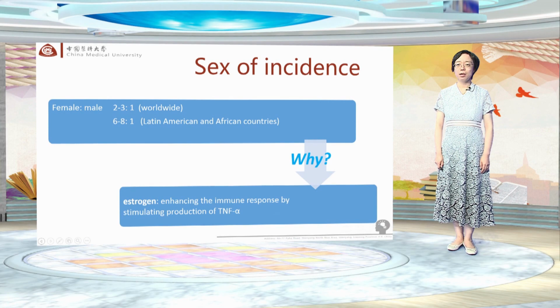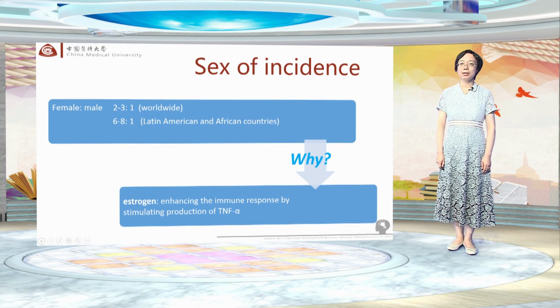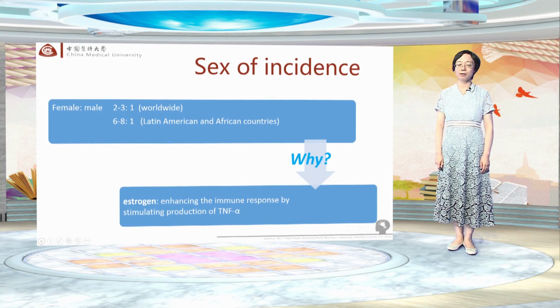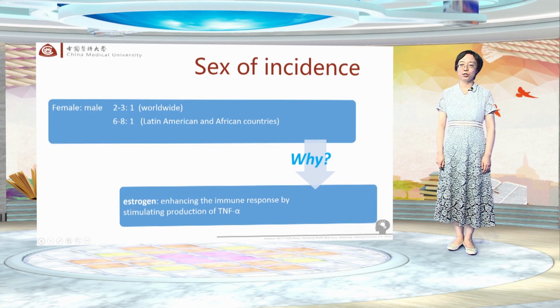How to explain this predominance of females? Various theories have been proposed to explain the possible role of estrogen in disease pathogenesis. Most of the investigators showed that estrogen plays a role in enhancing the immune response. Some experimental studies have shown that estrogen can stimulate production of tumor necrosis factor alpha. It is a major cytokine in the pathogenesis of RA.